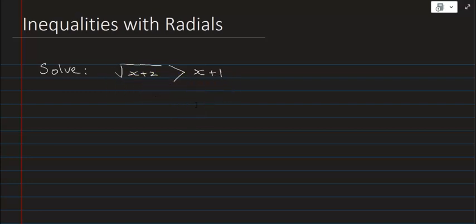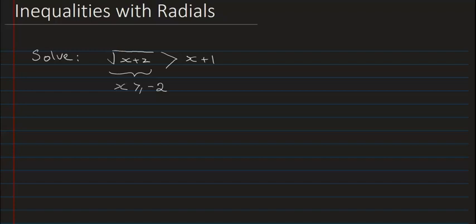The first thing you have to be aware of is the restriction for this radical, and this restriction is that x has to be greater than or equal to -2. It cannot be smaller than -2 because the radical will have a negative radicand, and that is not allowed. So from this point on, we're just going to treat it like an equation and solve a radical equation.